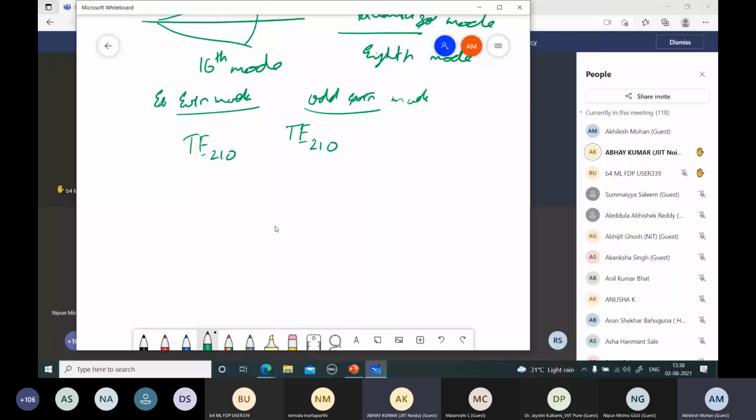Another thing, what is the fabrication process that you use for the SIW? Means you make a hole and then you short the hole.